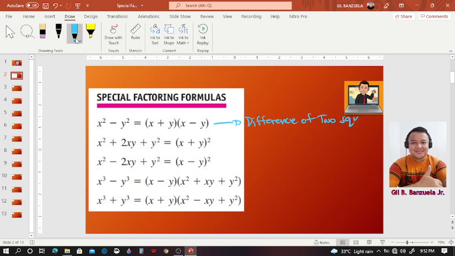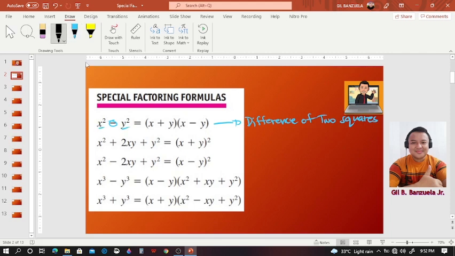Kasi kung makikita ninyo guys, yung operator in between x squared and y squared is subtraction or minus. So, the answer in subtraction or when we minus, the result is called the difference. So, that's why difference. So why two squares? Because we have two perfect squares here. So yung x squared and y squared.